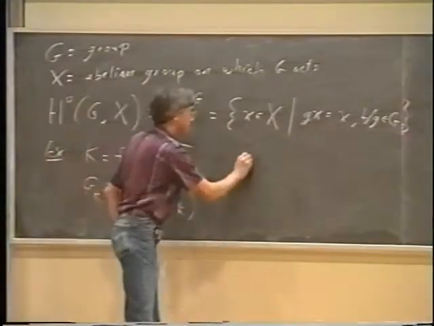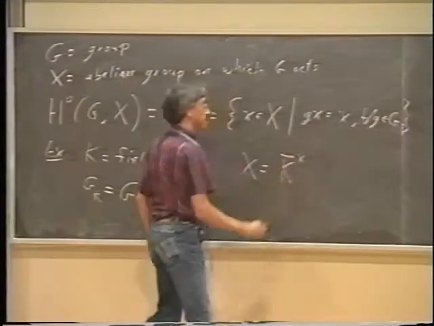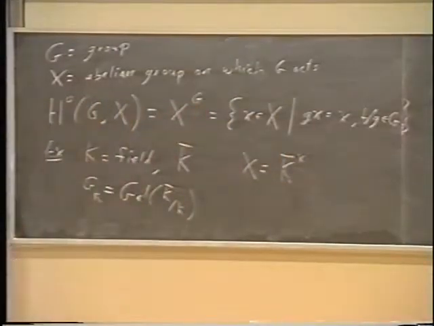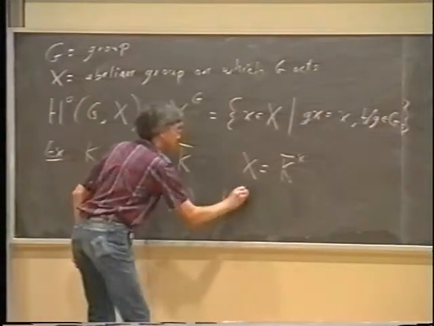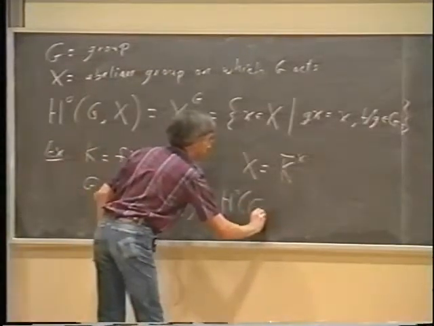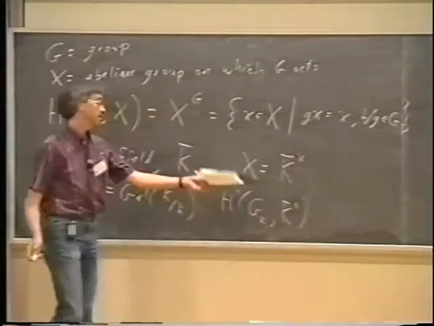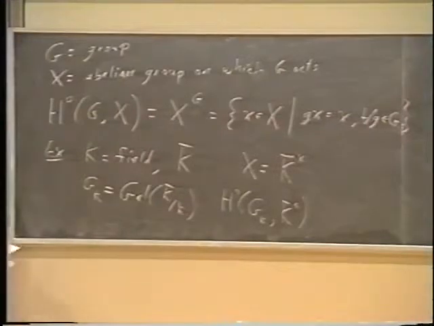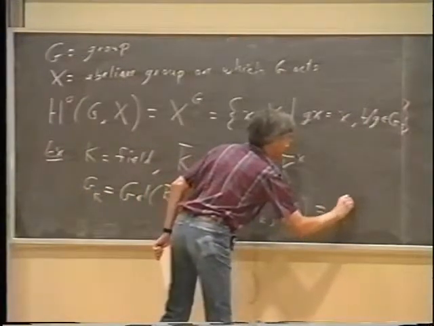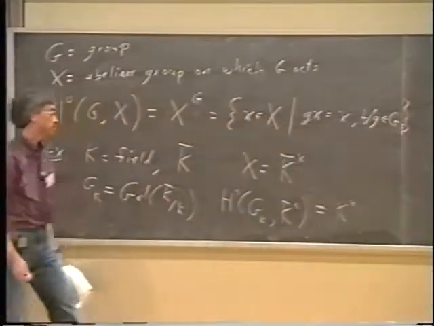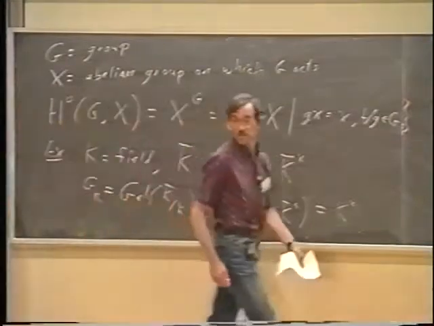And we'll take X to be the multiplicative group of K bar. Then you have H0 of GK with coefficients in K bar cross. Well, that's just the things in K bar fixed by the Galois group. Well, that's just Galois theory. That's K cross. Okay, well, that's all I'm going to say about H naught for the minute, because there really isn't much to say about it.